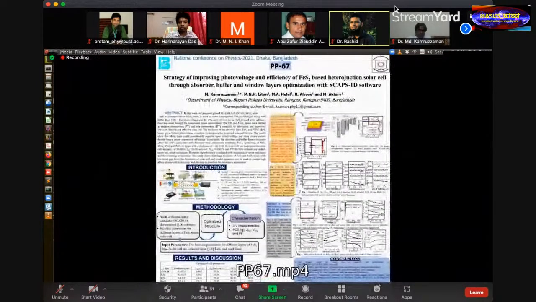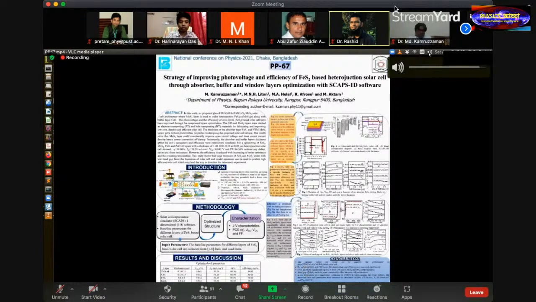Hello everyone, I'm Mahbub Bakari. Welcome to this poster entitled Strategy of Improving Photovoltaic Efficiency of Iron Sulfide-based Heterojunction Solar Cell Through Absorber, Buffer and Window Layer Optimization with SCAPS One-Dimensional Software.